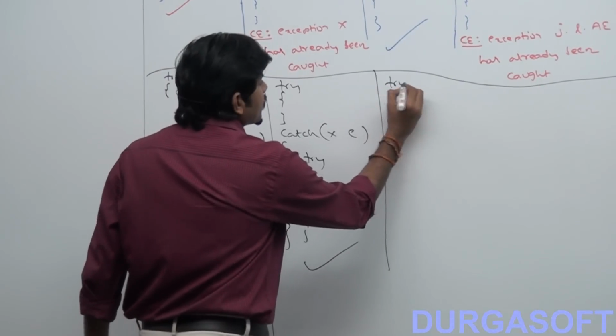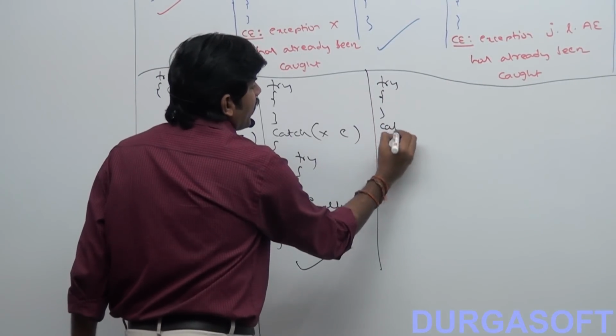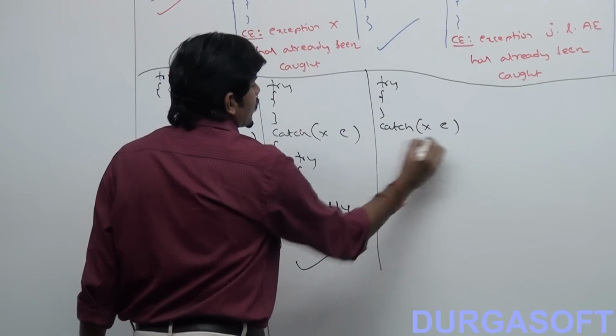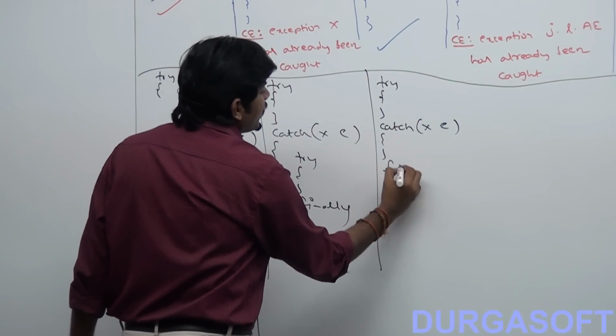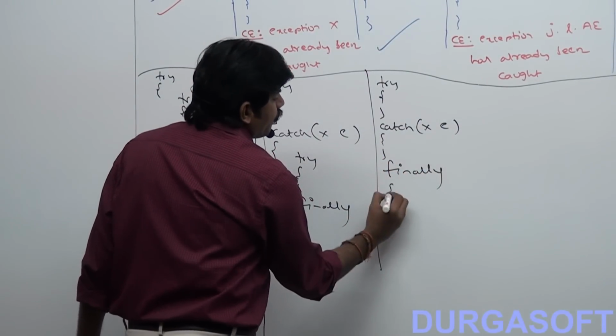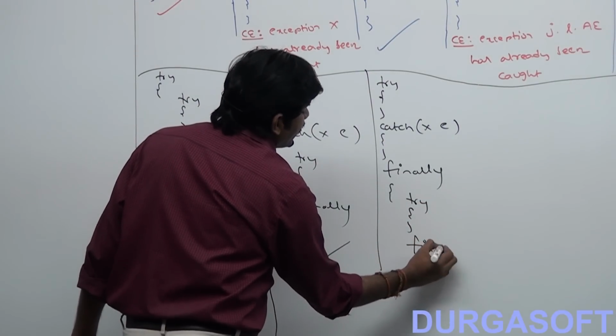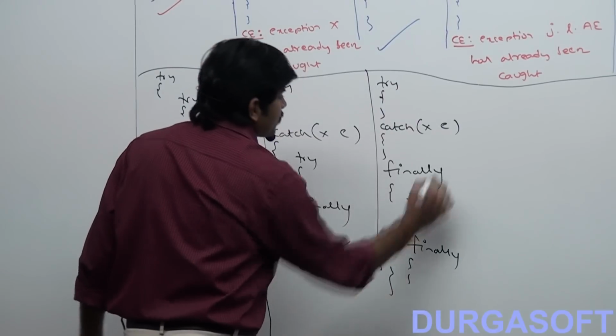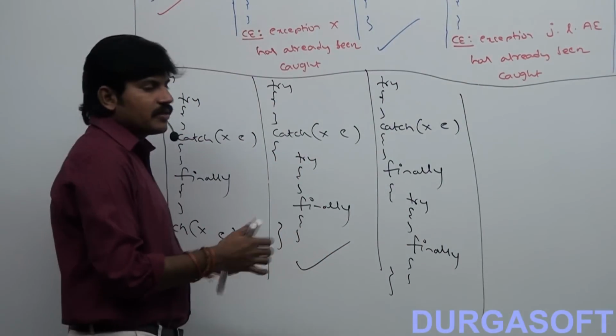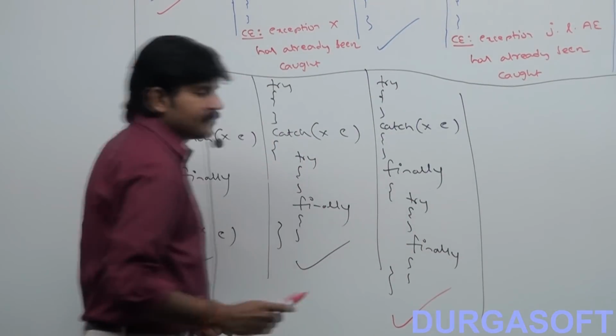Try I am taking, catch block I am taking, next finally I am taking. Within the finally, try finally. Is it a valid syntax or not? Yes. From this discussion, make sure you people should be aware.